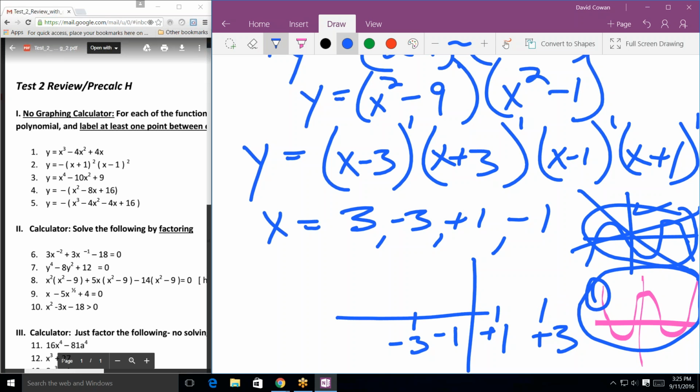Now, last part of this question. Label at least one point between, what's the easiest point to label? Probably 0. X equals 0. So what is that point when x equals 0?